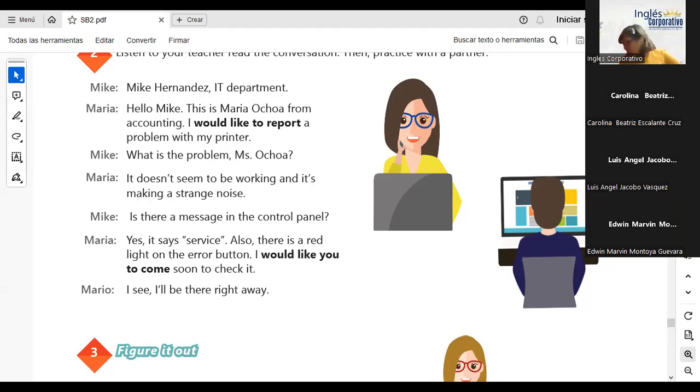Okay. Mike Hernandez, IT department. Hello, Mike. This is Maria Ochoa from accounting. I would like to report a problem with my printer. What is the problem, Mrs. Ochoa? It doesn't seem to be working, and it's making a strange noise. Is there a message in the control panel? Yes, it says service. Also, there is a red light on the error button. I would like you to come soon to check it. I see. I'll be there right away.